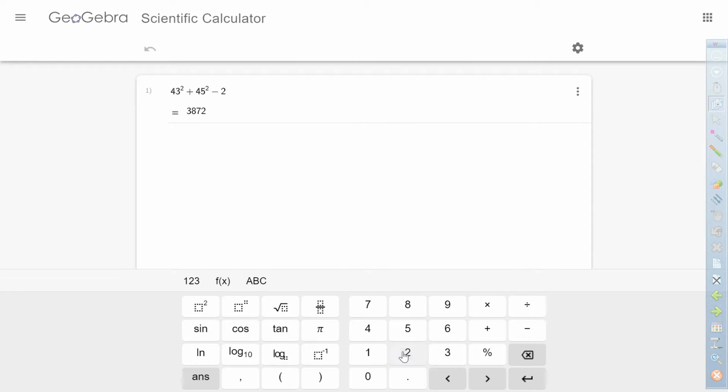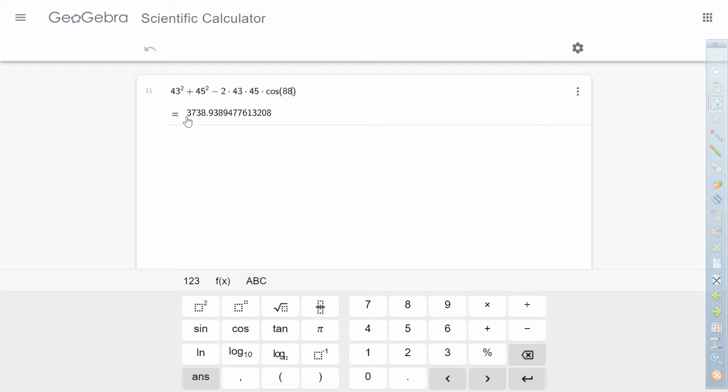Minus 2 and then times 43 times 45. You don't necessarily need the parentheses, but if you want to use the parentheses, you can. Okay, and then finally times cosine 88. Okay, here's what we're getting. Notice how big that number is. This is not our answer.